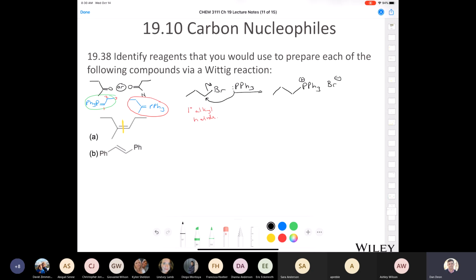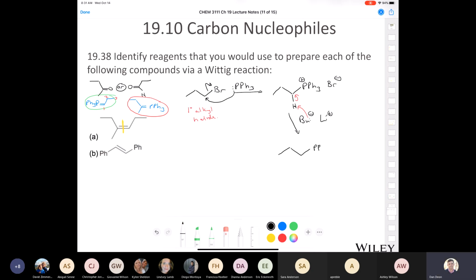The next step is going to be to treat that with n-butyllithium. And I'm going to remove one of those protons. That's why I drew it in there for instructional purposes only. So butyllithium, and the butyl has a negative charge. And that is going to remove this proton. So you're going to end up producing your ylide.